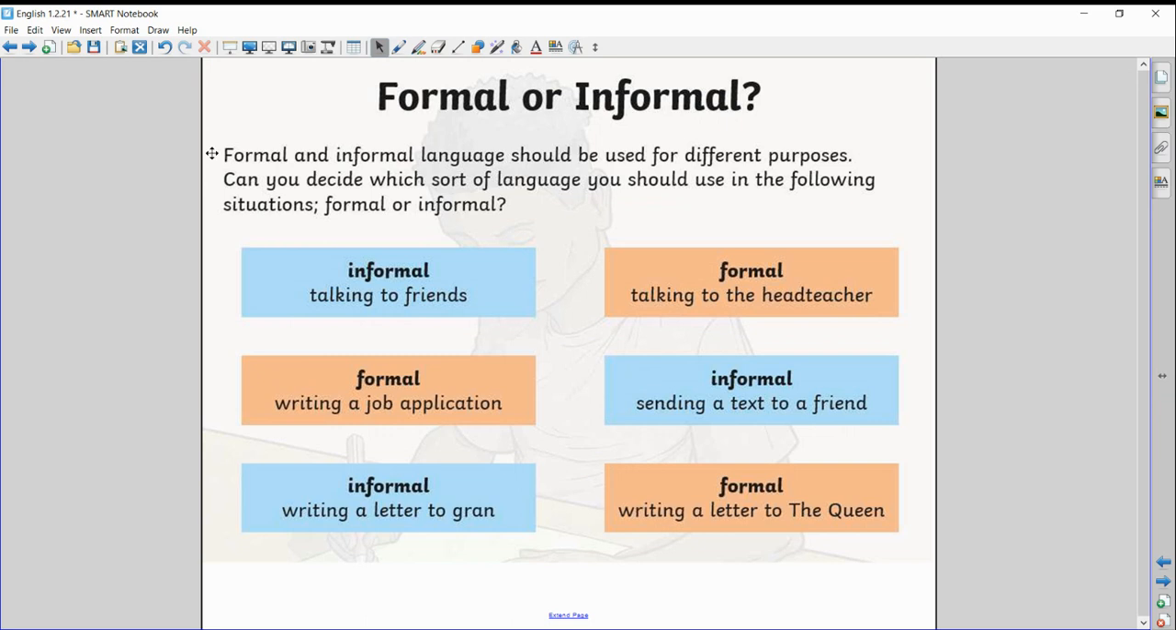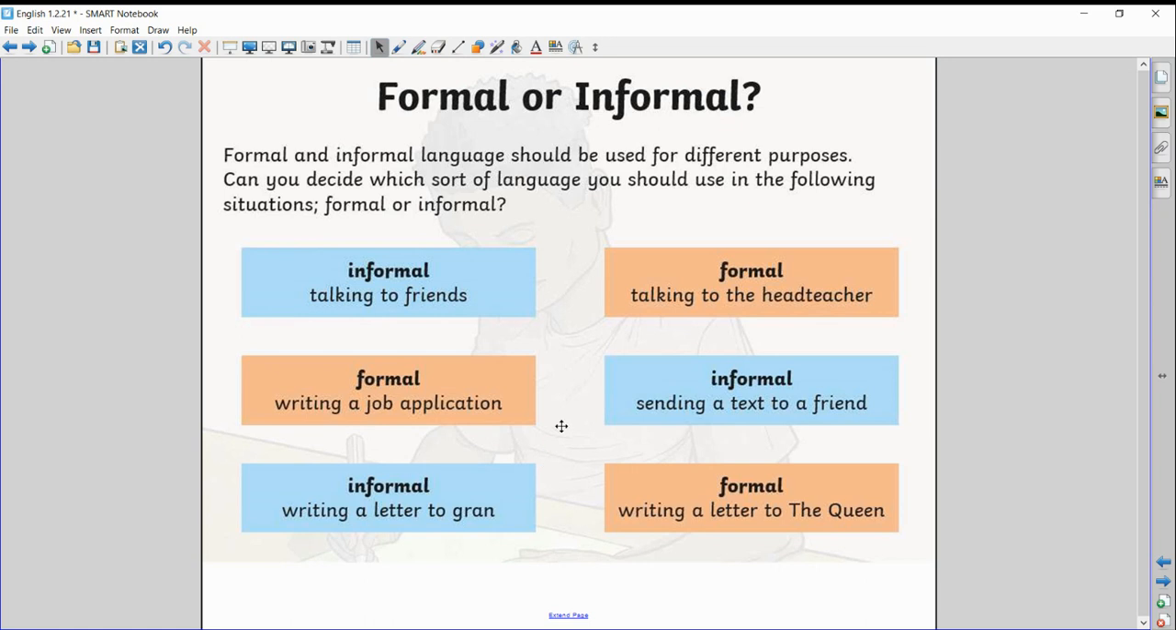So, examples of when you might use formal or informal writing or speaking. You can see that informal in blue, talking to friends, like we mentioned. Sending a text to a friend can be informal. Or if you're writing a letter to your gran or your mums and dads, you would use informal language.